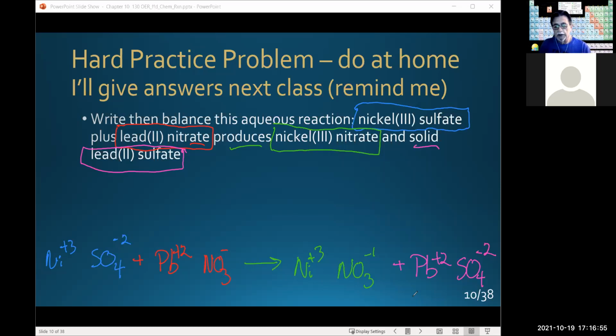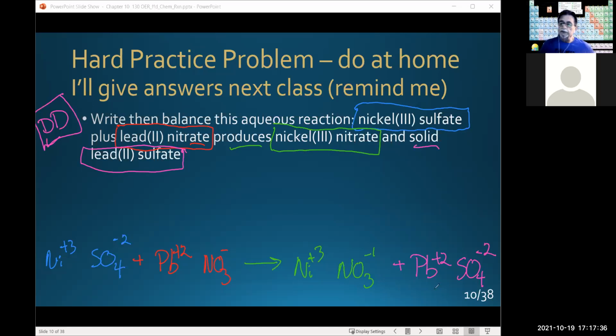Notice what's happened here. The nickel is partnered up with the sulfate, but on the product side, nickel now is partnered up with the nitrate. The lead begins with the nitrate, and then at the end, it ends up with the sulfate. So in essence, the anions and the cations have exchanged partners. And what drives this reaction is the solubility table. Remember this. This is a DD reaction, double displacement reaction. What drives that is solubility.